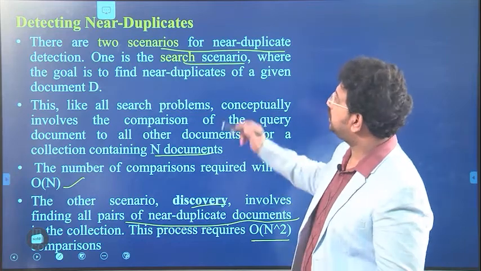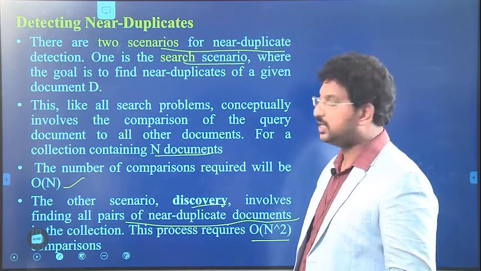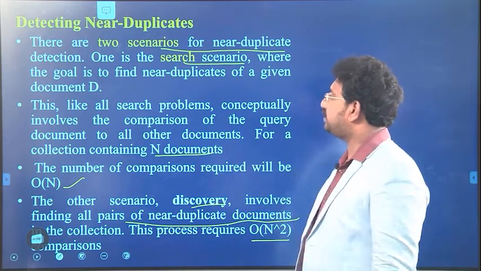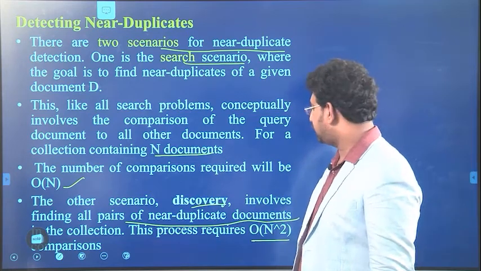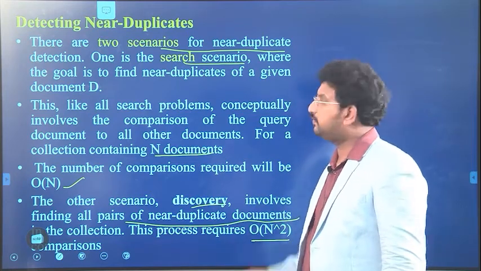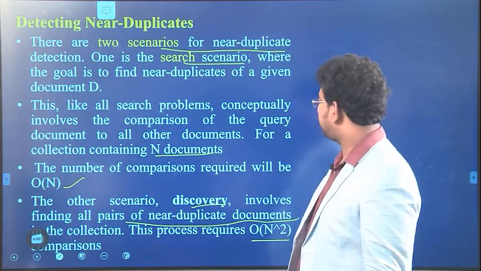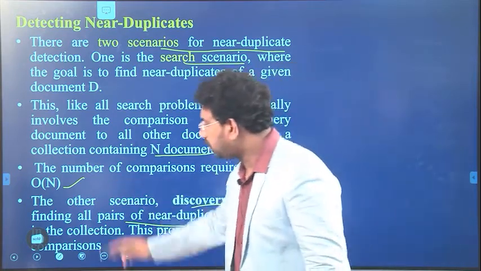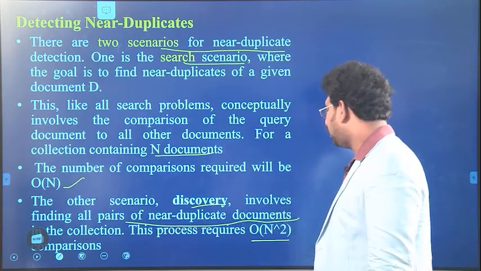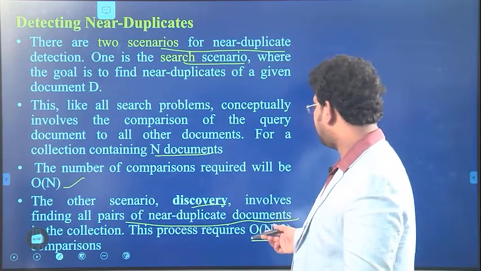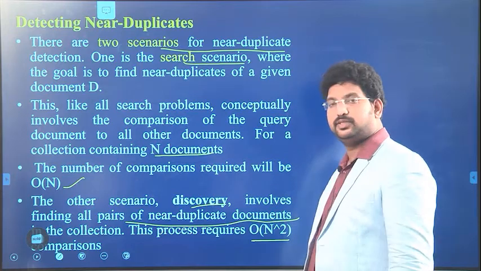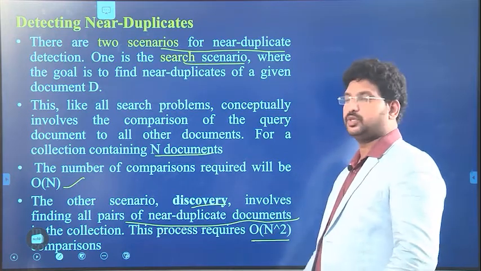So there are two scenarios as part of detecting near duplicates. One is the search scenario and the other is the discovery scenario. How many comparisons is the search going to take? Order of N. As part of the discovery scenario, how many comparisons is it going to take? Order of N square.